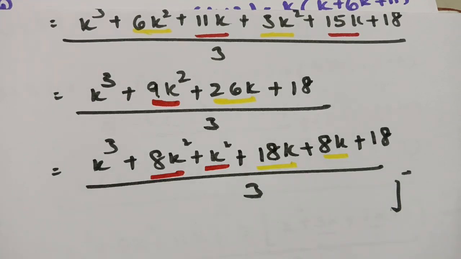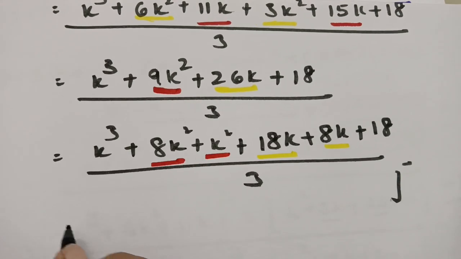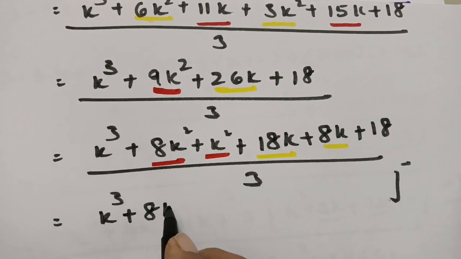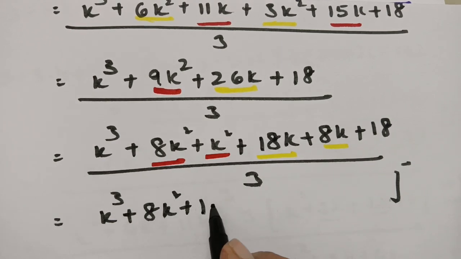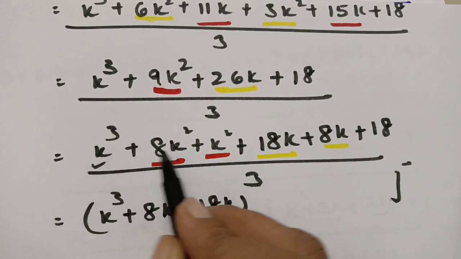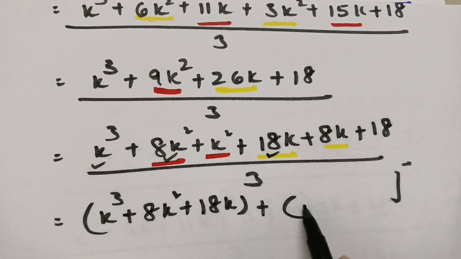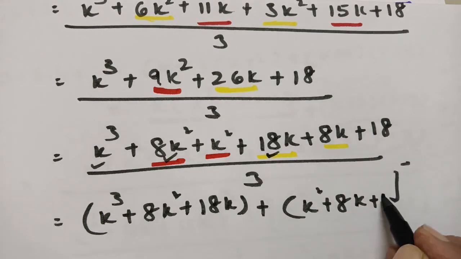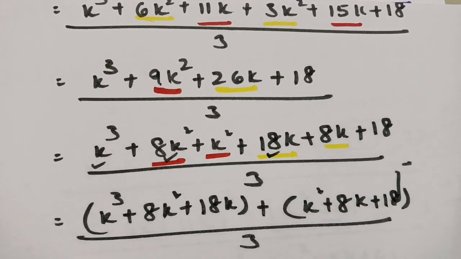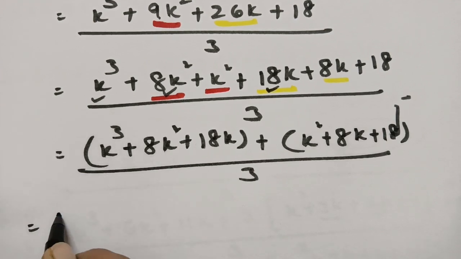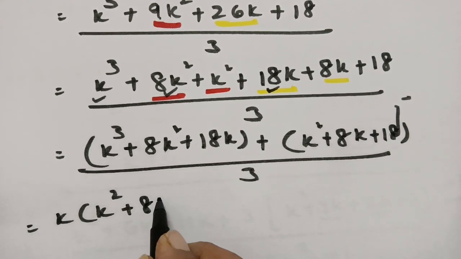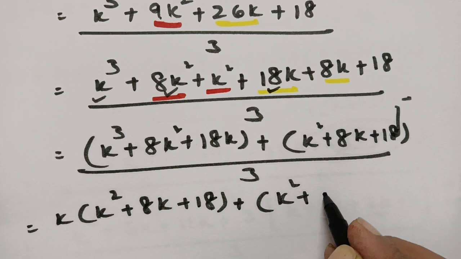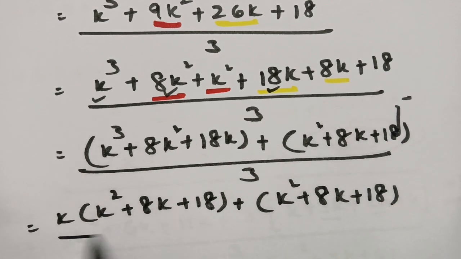Clear? And now I'm writing in an order: this value will become 8k cube plus 8k square plus 18k. Together, I'm writing these three together. And next one, this value will be k square plus 8k plus 18 by 3. You'll see why here. If I take k common from this, it will be k square plus 8k plus 18, and here also this will be k square plus 8k plus 18 by 3.